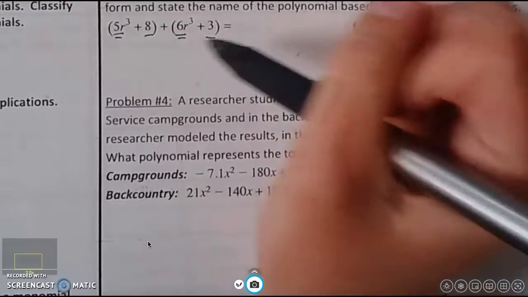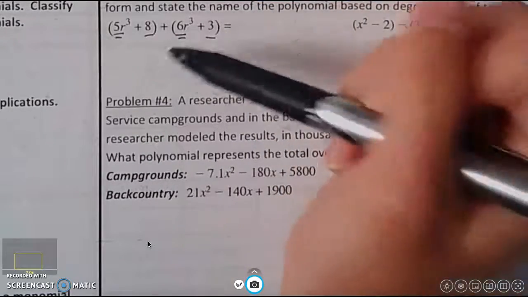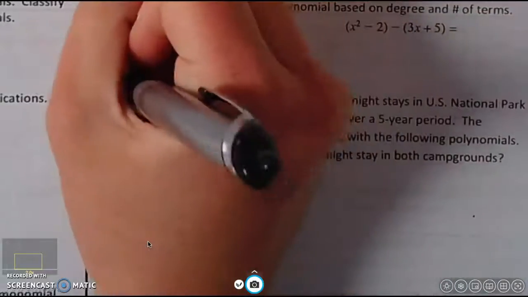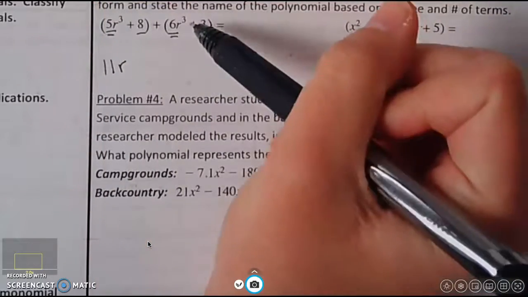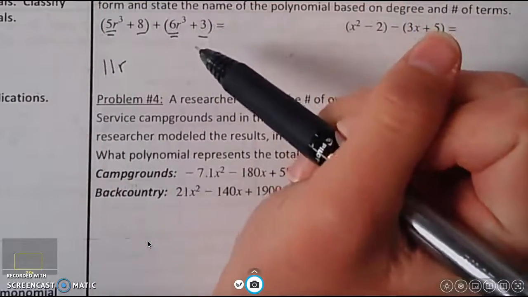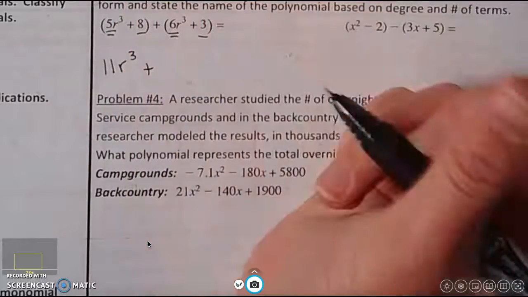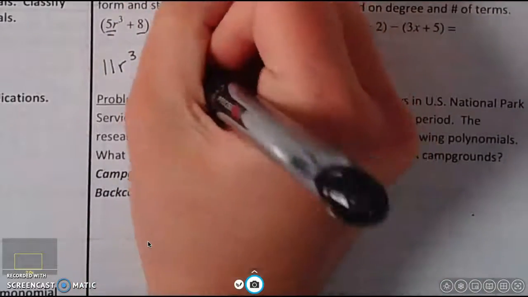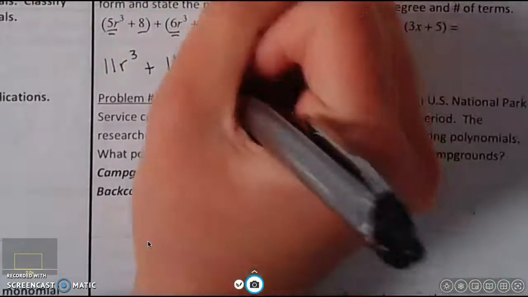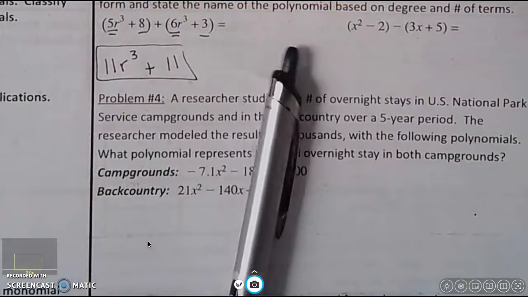Since 5R and 6R are like terms, you're gonna add them, so it becomes 11R, and then the exponents don't add; you just keep them, so it becomes 11R to the third plus 8 plus 3. That's 11. That's your answer. Well done. Thank you. Any questions?